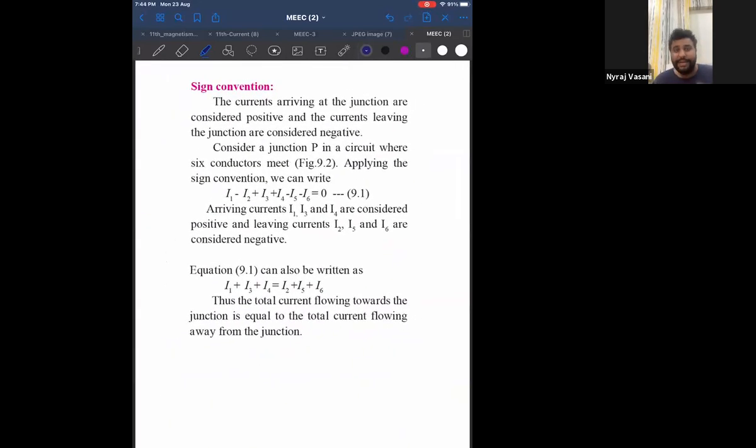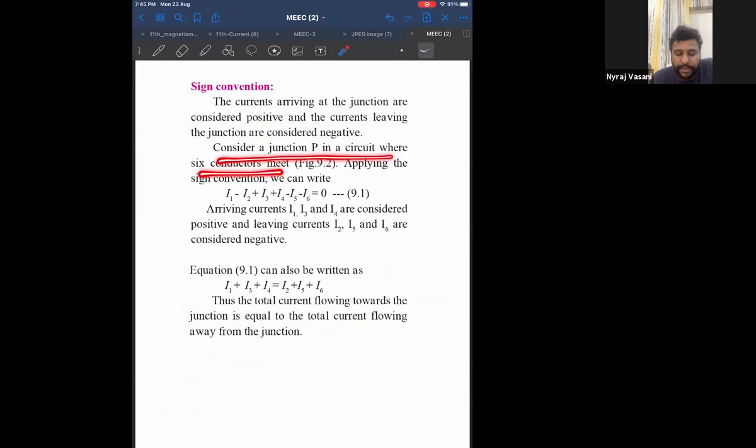Read this. Tell me if you have understood. Okay, I'll start with you. The currents arriving at the junction are considered positive and currents leaving the junction are considered negative. Now, can I consider the other way? Yes, up to you. Your final answer won't change. But everywhere in physics, they have always taken current entering the junction as positive, current leaving the junction as negative. You can change the sign convention if you want.